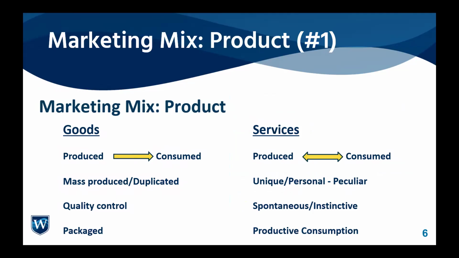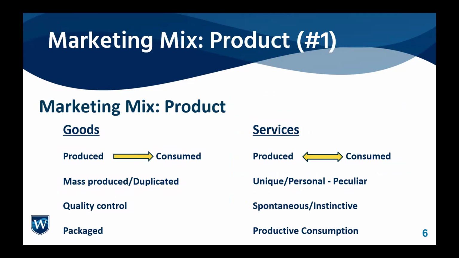Here is a list of the differences between tangible goods, such as a piece of paper, a lawnmower, a ladder, a couch, a vehicle, a house, versus services: a haircut, dental work, landscaping, painting, anything of that nature. So those are services. And here's the comparison between the two.